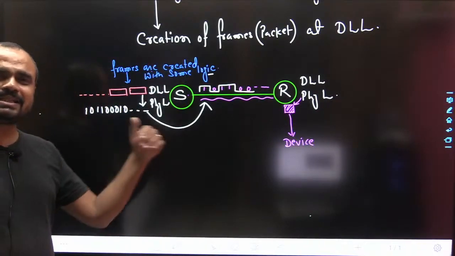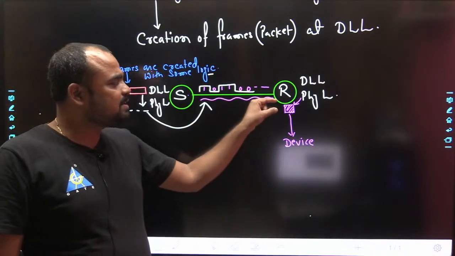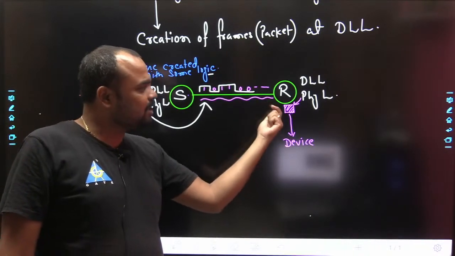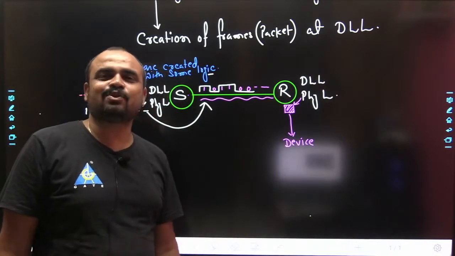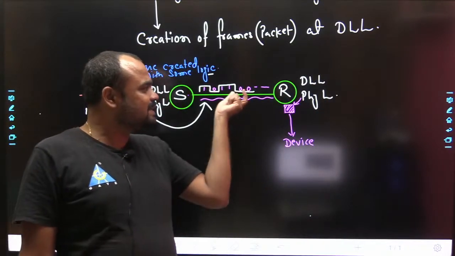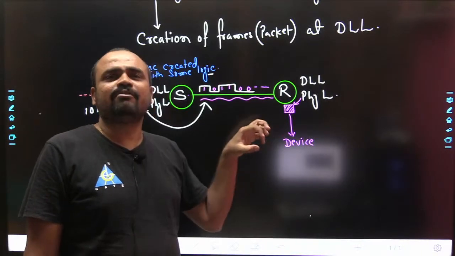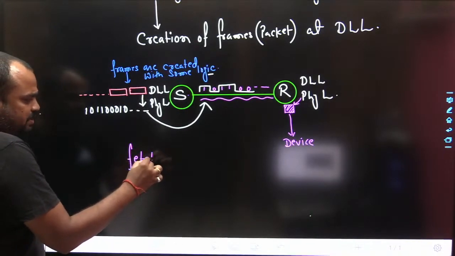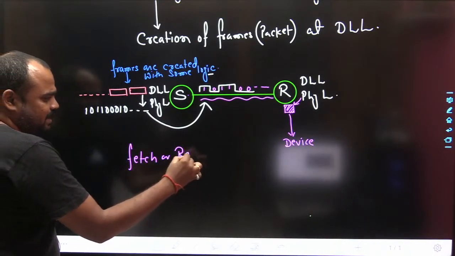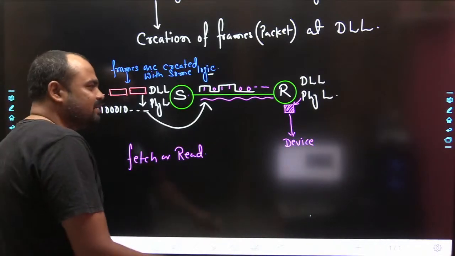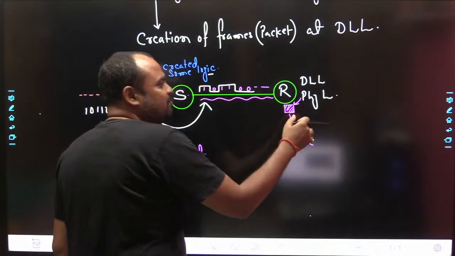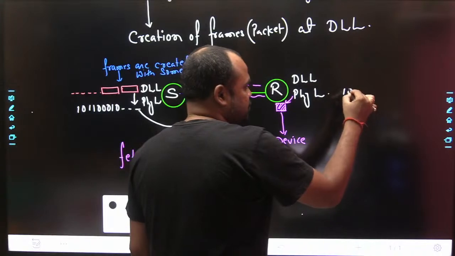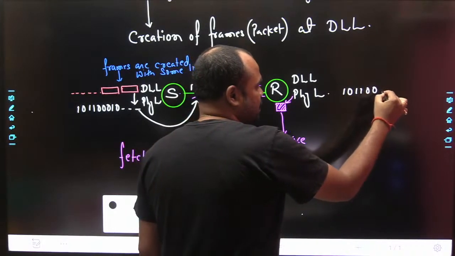So at the receiving end, there should be a device which can fetch the signal and convert it into the stream of bits. Fetched means read. These are English terms. Whenever I write fetch, you can write fetch or you can just say read. So at the receiving end, these signals will be fetched and converted into a stream of bits like this, 10 11 00 and so on.